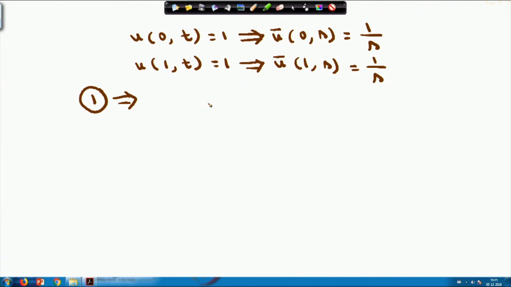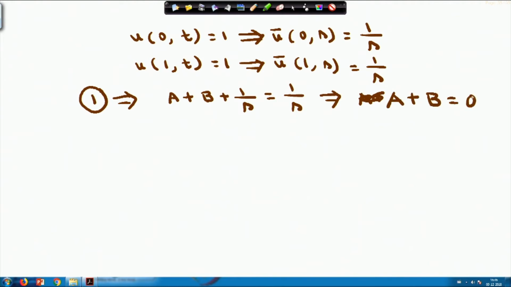Now, in equation 1 if you substitute these values, u bar 0 s equals 1 by s. In that case, you will obtain u bar 0 s is 1 by s, and on the right side it will be u bar 0 s, that is your x is 0. So, your a plus b plus 1 by s will be there, the sin pi x term will be vanishing. This is equals 1 by s. So, you are getting this equation, which implies a plus b equals 0.